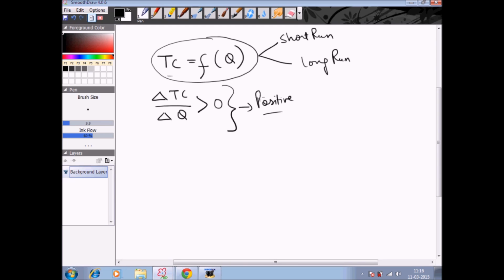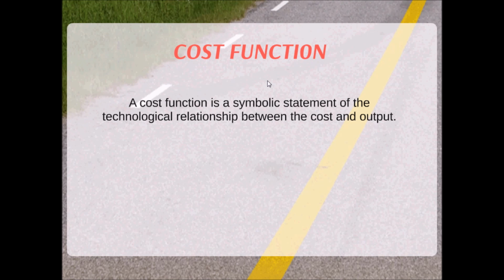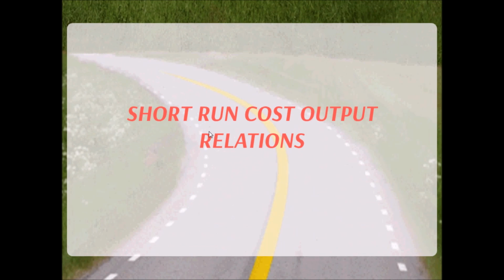So now we will start analyzing the cost output relationship starting with short run. Short run cost output relations. In order to understand this better, let's first understand what a short time period is. Revising, a short time period is a time frame where some factors of production are fixed and others are variable. Likewise, the fixed factors of production bear fixed cost and the variable factors of production bear variable cost.